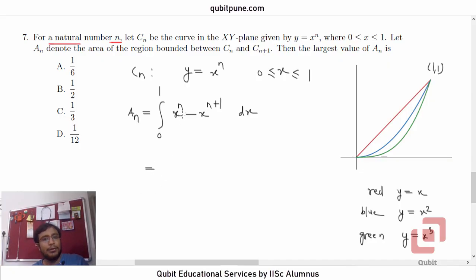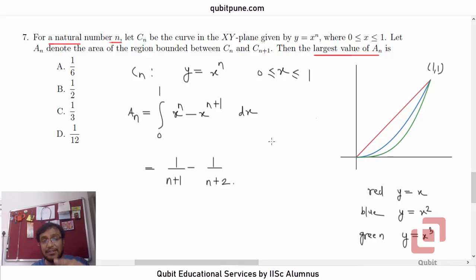Okay, it's not very difficult to see that the integral of this, which will be x raised to n plus 1 upon n plus 1 minus x raised to n plus 2 upon n plus 2, when substituted with limits 0 and 1, is going to end up with 1 upon n plus 1 minus 1 upon n plus 2. Okay, now what do they want us to determine? They want us to determine the largest value.